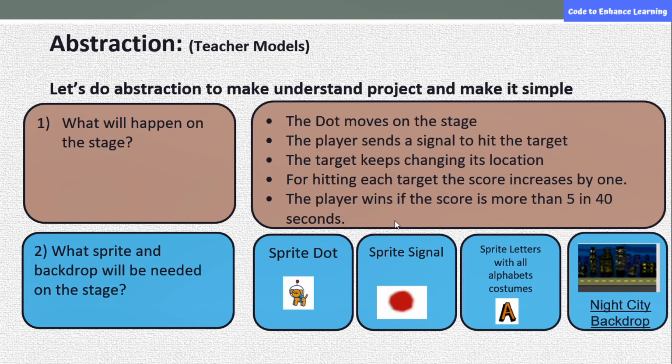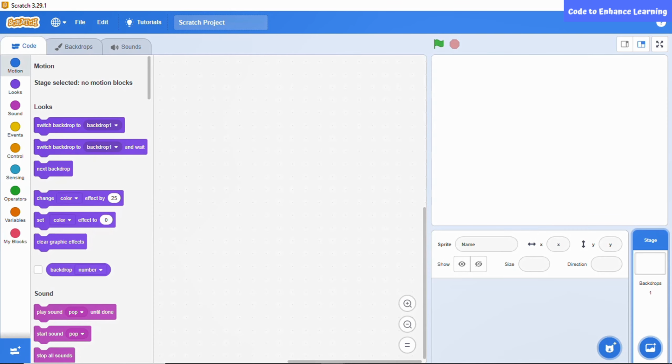And next is what sprites and backdrops will be needed on the stage. In the demo we will see that we require the dot sprite, a signal sprite, a letter sprite with all alphabet costumes, and a night city backdrop. So let's start creating the project. Let's make a game. First of all, we will select the sprites that are needed.